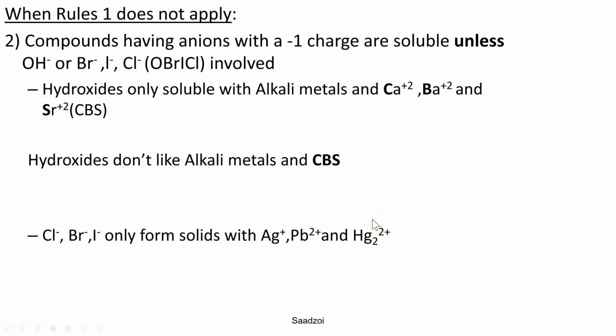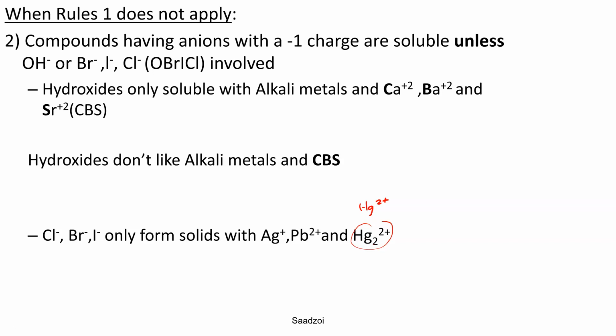All right, chlorides, bromides, iodides only form solids with silver, lead, and mercury 1. Mercury 1's weird. That little 2 on the bottom, that's mercury 1. If I give you Hg2+, that's mercury 2. So that little 2 subscript is part of the formula. You just write it in. You don't crisscross, you don't reduce it. Just write it and call it a day. So when you see that particular one, you are insoluble.